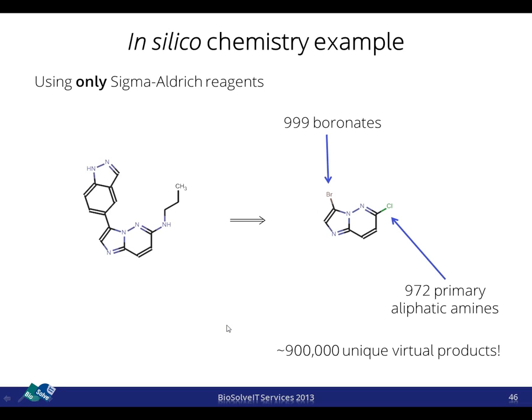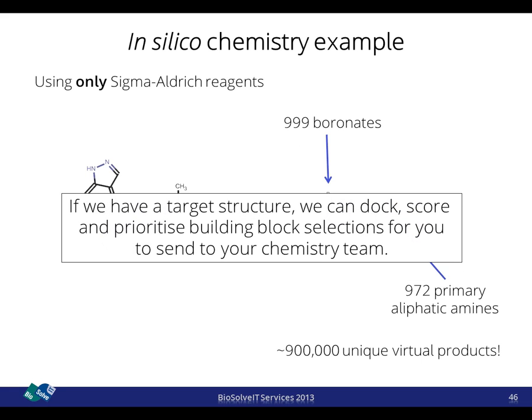And of course, not all of those would be of interest. You might want to filter those by some log P filter, some molecular weight filter, whatever your in-house rules would be. And where it becomes really interesting is that if you have a target structure, at this time we were doing this project, we didn't, but you could then take a subset of those products, dock, score, and then prioritize your building block selections in a very rapid fashion. And you could send that directly to your chemistry team. And hopefully what that would do would enable you to really rapidly focus in on interesting chemical space.